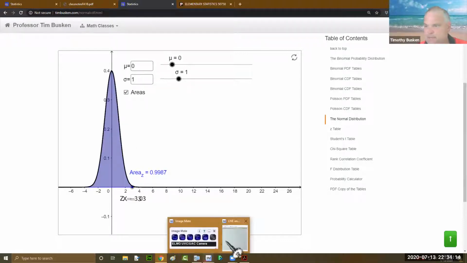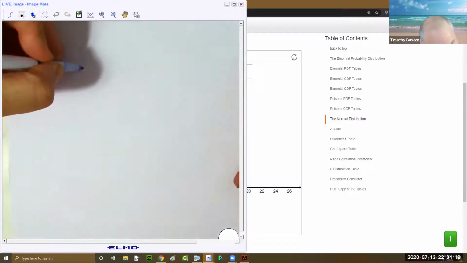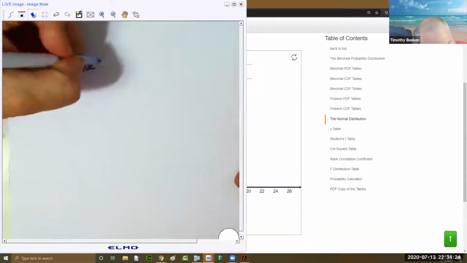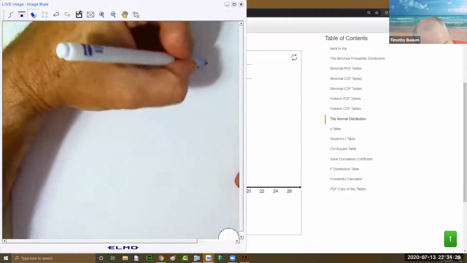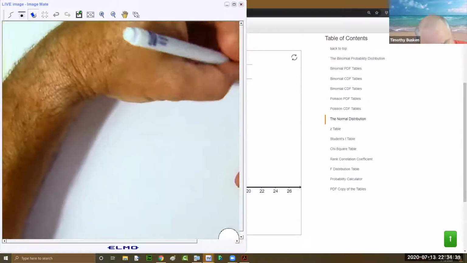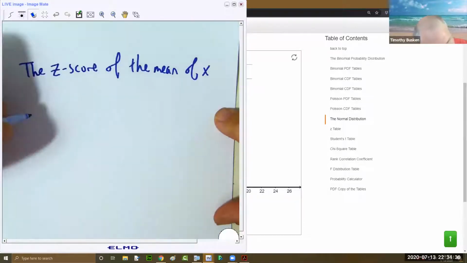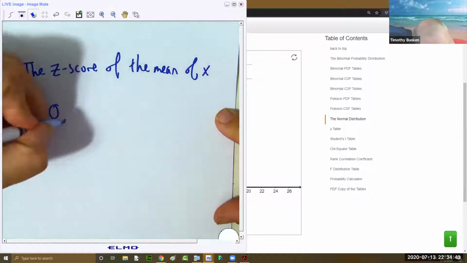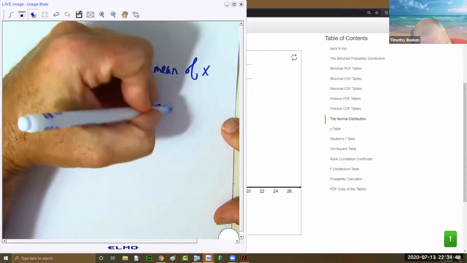And another one that I mentioned, it might be easier to see if you take a look at this right here. Okay, so we know that the z-score of the mean of x is actually 0, since the z-score formula tells us so.